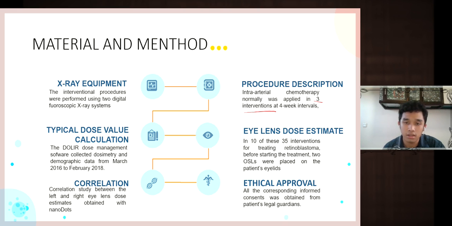Next was correlation. In order to obtain a quick estimate of the pediatric patient's eyelid dose, a correlation study between the left and right dose estimates obtained with nanoDots, and the dose indicators PKA and KAR was performed.